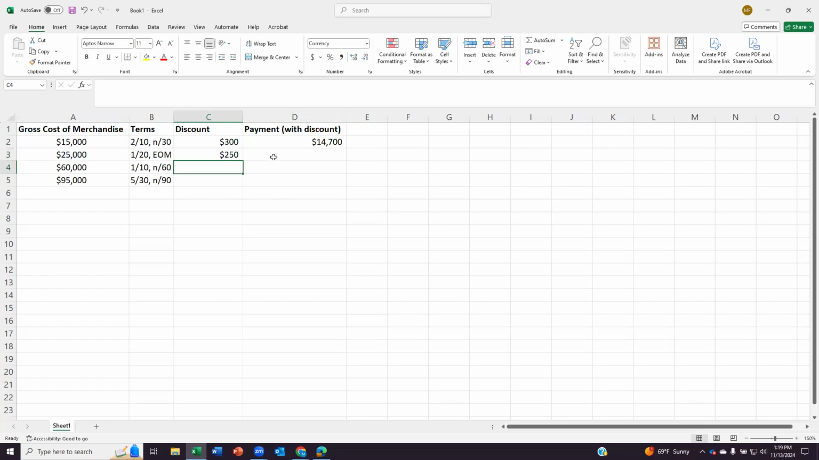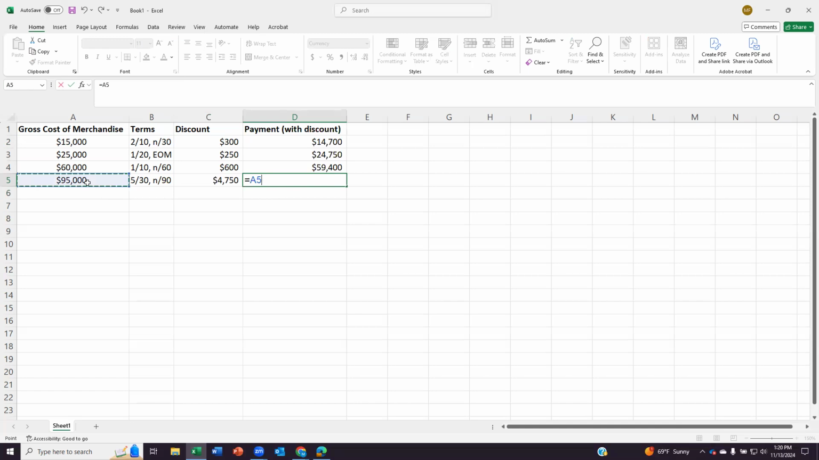To do the 1% discount, we would simply take the $25,000 gross cost times 0.01. So that'd be a $250 discount. So the amount of payment would just be the 25,000 minus the $250 discount. The 1% discount on $60,000 should be $600. So the payment amount will be 60,000 minus 600. And then the last one, the 5% discount on 95,000. So 95,000 times 0.05. That's a nice big discount. And the amount of payment would just be the gross cost minus the amount of the discount.